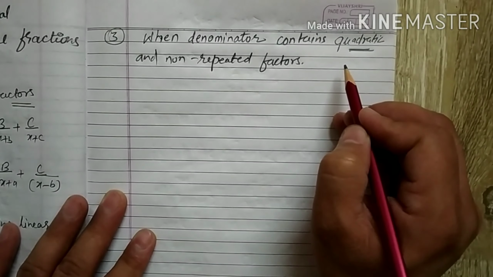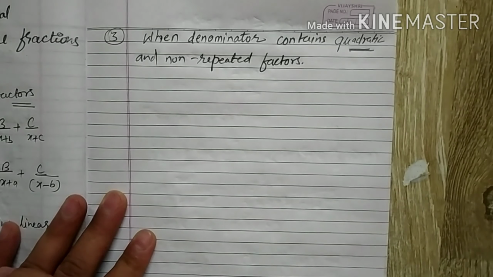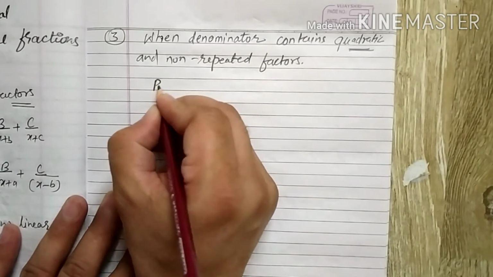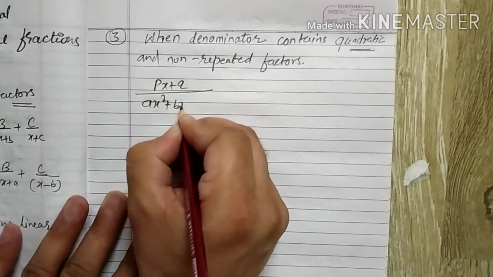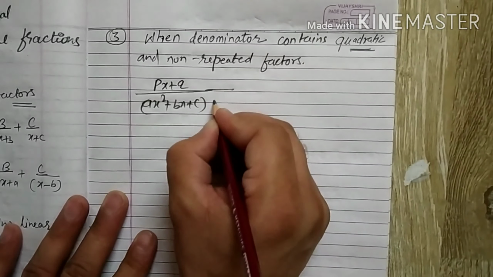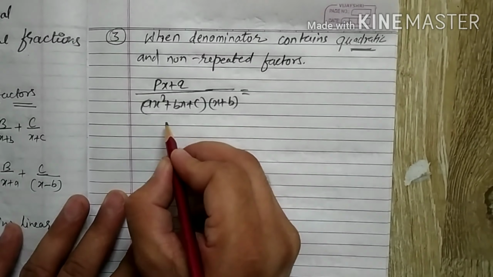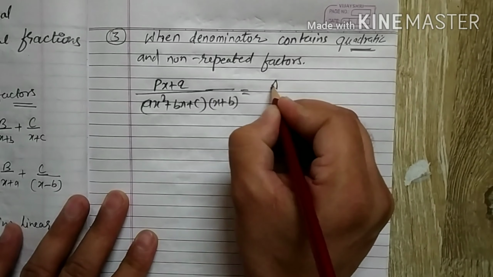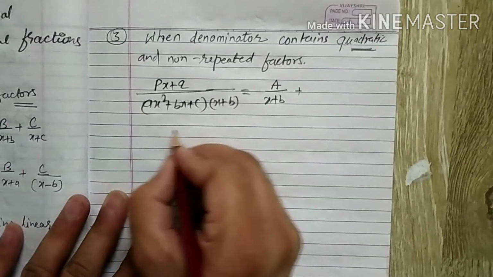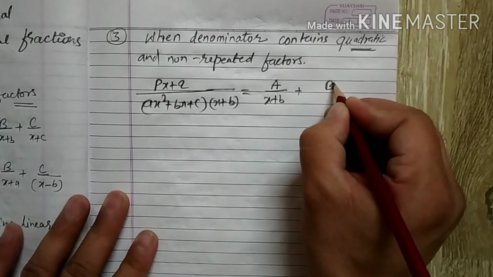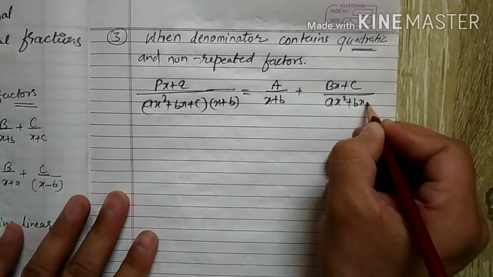Previously it was linear. Now we will discuss quadratic factors, but some concepts should be remembered. I am writing one case, px plus q upon ax square plus bx plus c, and I am writing one linear factor also to understand. This is the linear factor, this is the quadratic factor, and I am writing a upon x plus b. So the quadratic factor is written in this form, ax square plus bx plus c.